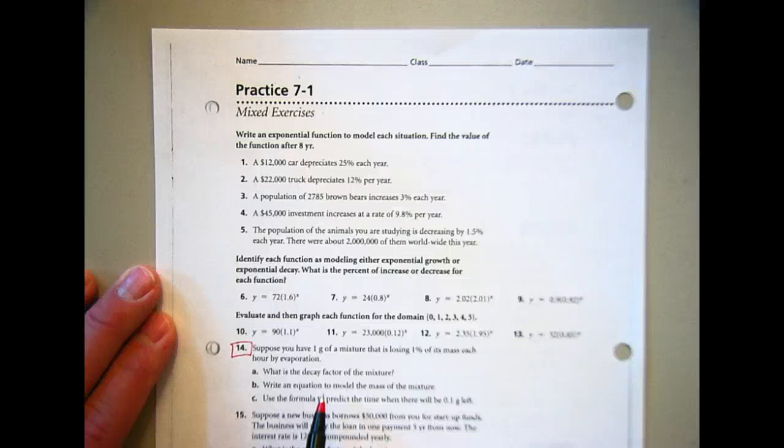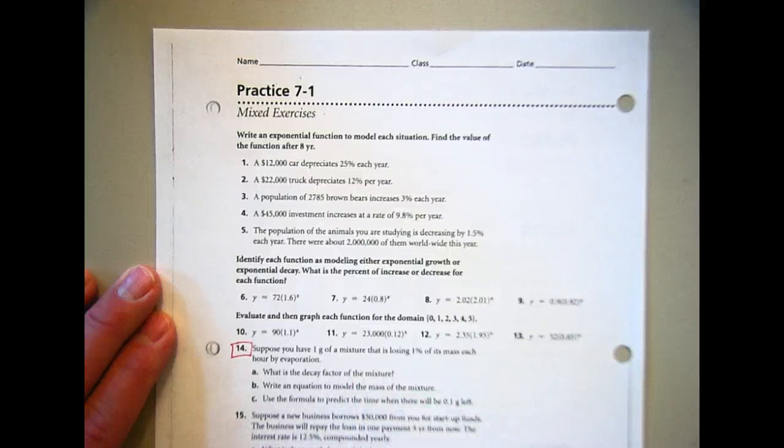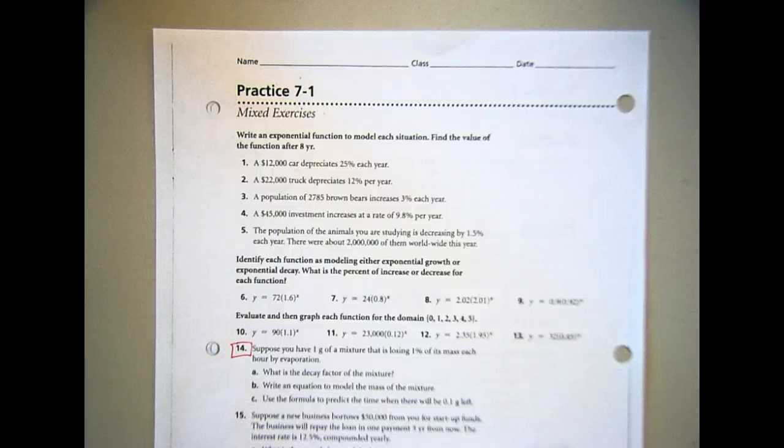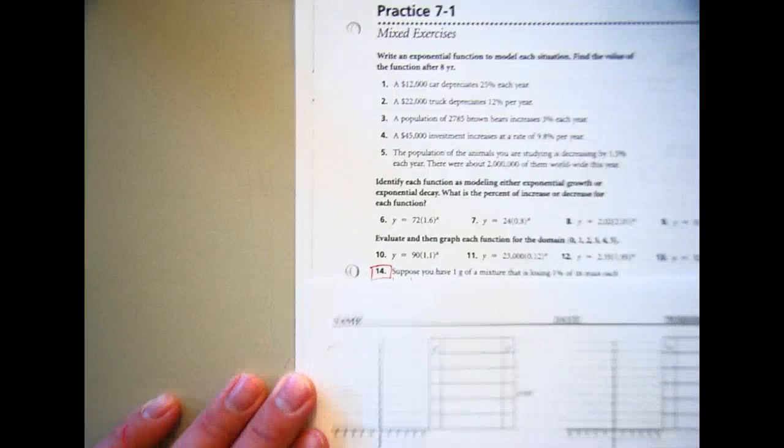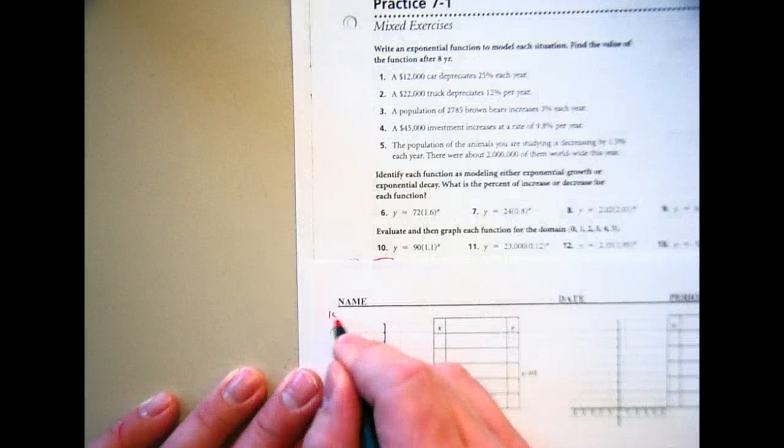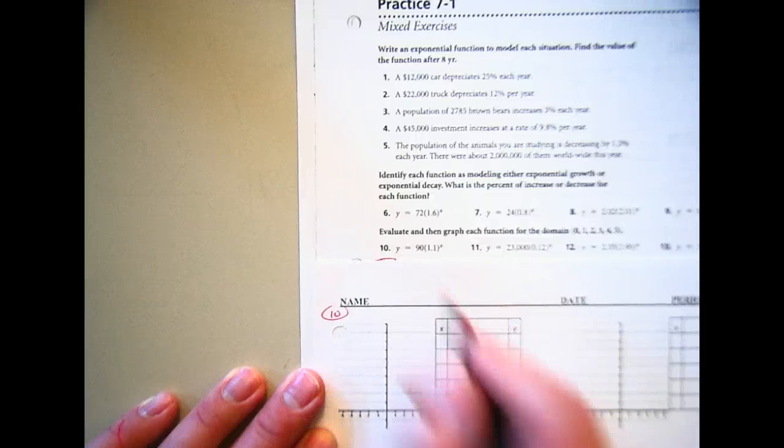That's number one. Number two, on these right here, numbers 10, 11, 12, 13. Number 10, they're telling you to take this equation and use this domain. That means you're making x 0, 1, 2, 3, 4, and 5.